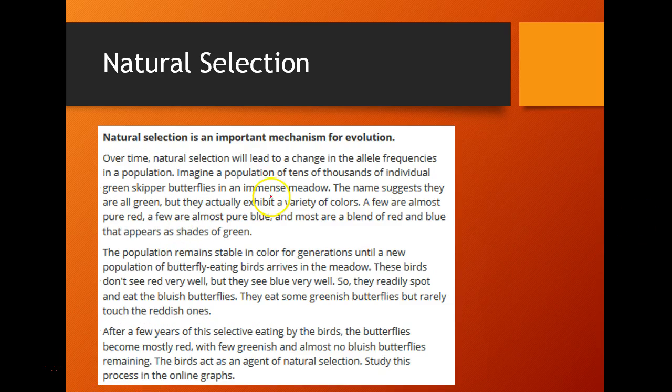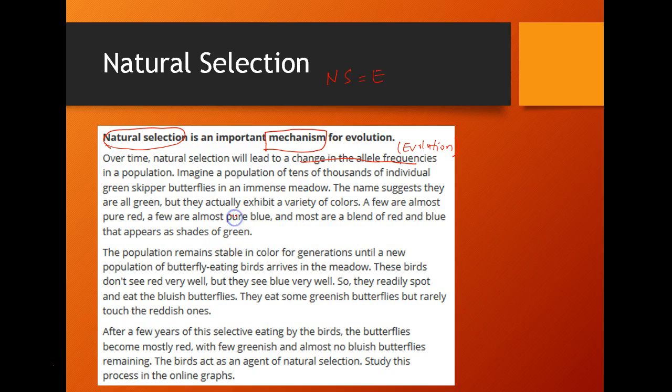So natural selection is an important mechanism for evolution, and mechanism is an important word. So you don't want to say that natural selection is evolution, right? Because there's actually different mechanisms for evolution. Natural selection is just one of the ways that evolution can occur. Okay, over time, natural selection will lead to the change in allele frequency, which we consider evolution, in a population.